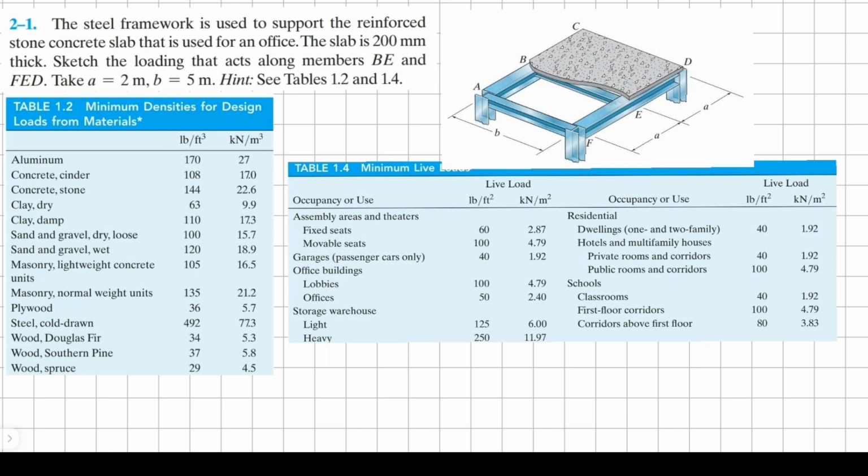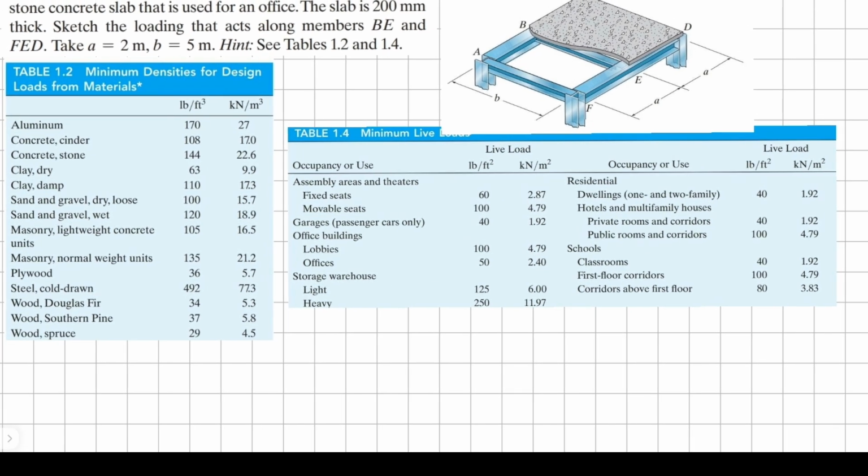In this video, we are going to do some exercise problems from Chapter 2. The steel framework is used to support the reinforced stone concrete slab that is being used for an office. The slab is 200 millimeter thick. Sketch the loadings acting on the member BE and FED.